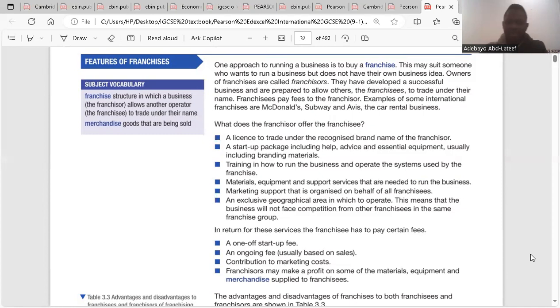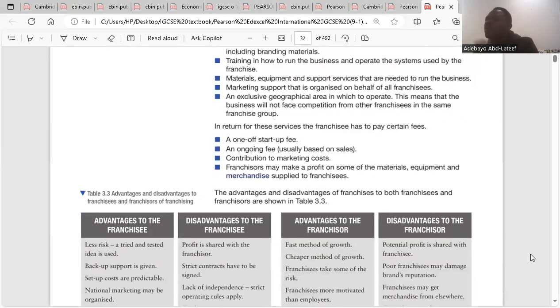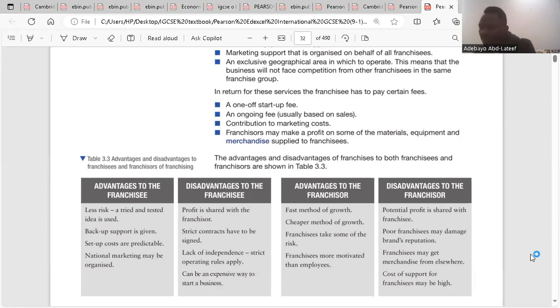Do you get it? So what do you give back in return as a franchisee? One, a one-off startup fee. You have to pay a certain amount before you can get all these facilities. Two, an ongoing fee because the business continues to run. So you have to give the franchisor a certain amount on what you sell. And three, you have to contribute to the marketing cost. So whenever they do advertisement, you have to pay certain amounts too from your own outlet. Is it clear? So that takes us to advantages and disadvantages of franchisee and franchisors.